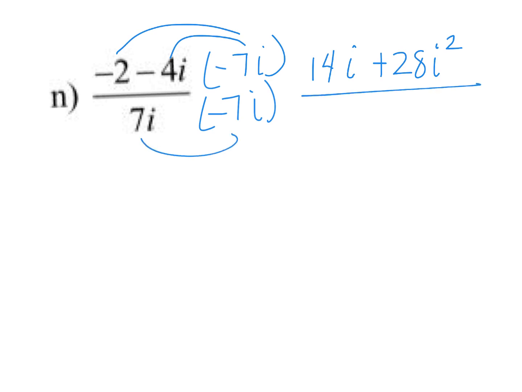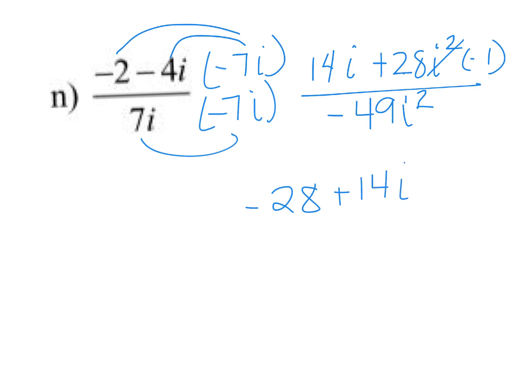And then we're going to multiply these two. That's going to give us a negative 49i squared. All right, so now let's go back and address the i squareds that we have to turn into negative 1. So the top, I'm going to rewrite my real number first. So what that looks like is instead of a positive 28, now I have a negative 28 plus 14i. And on the bottom, I'm going to also get rid of this i squared by turning it into a negative 1, which turns the negative 49 into a positive 49.